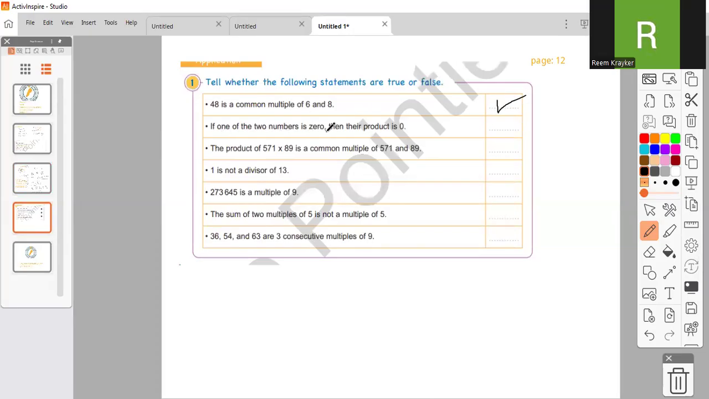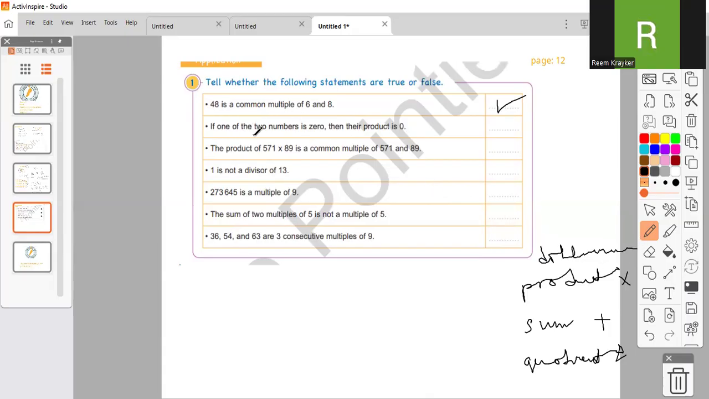If one of the two numbers is 0, then the product is 0. Of course, you know that the term product means the answer of multiplication, and the term sum means the answer of the plus. Remember this. And the term quotient is the answer of division. You have to memorize them. And the term difference is the answer of minus.